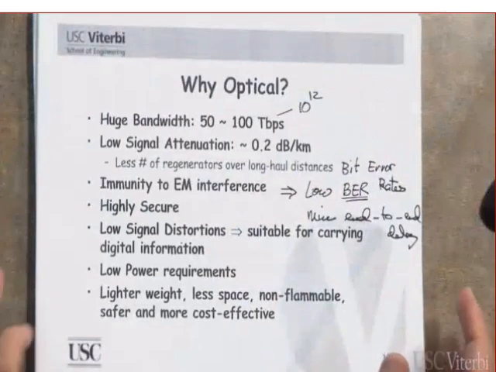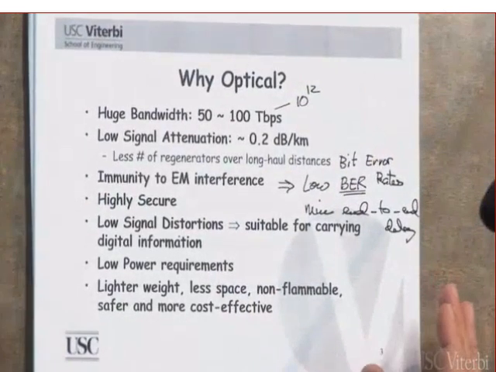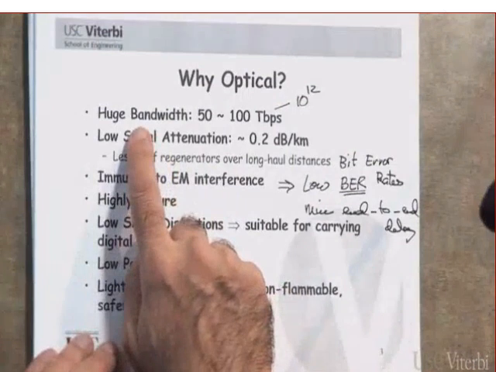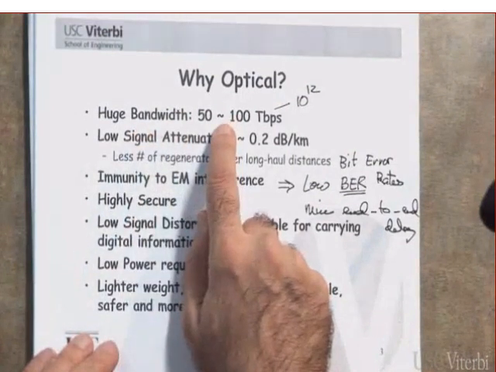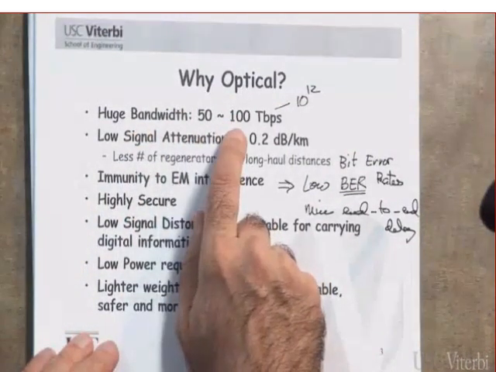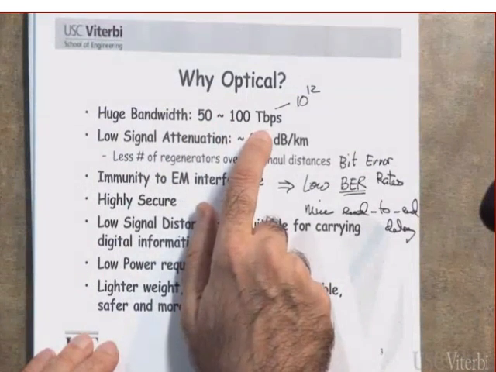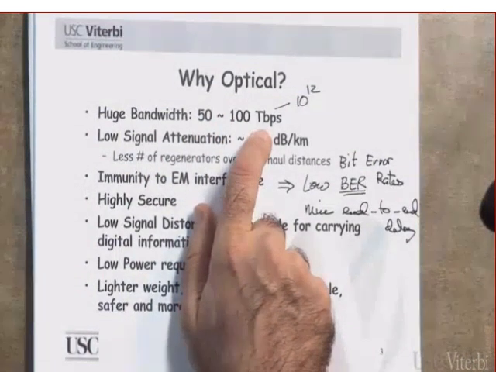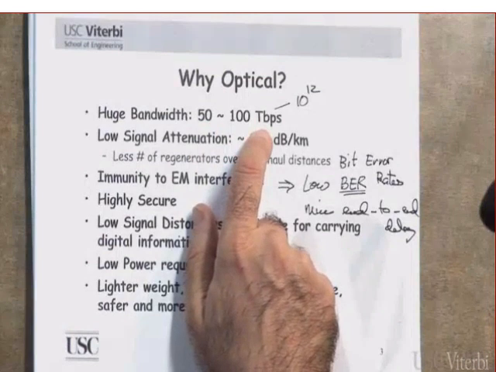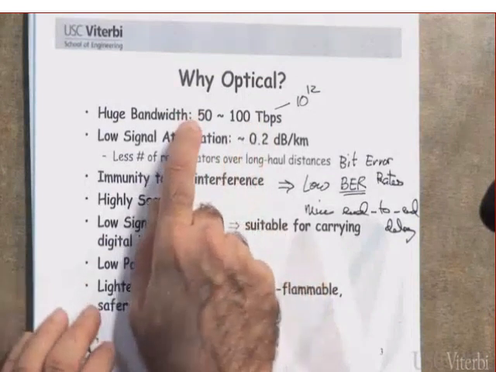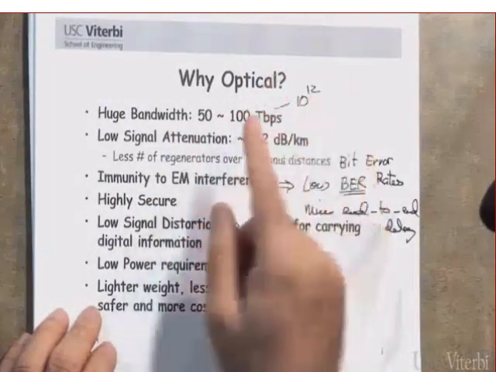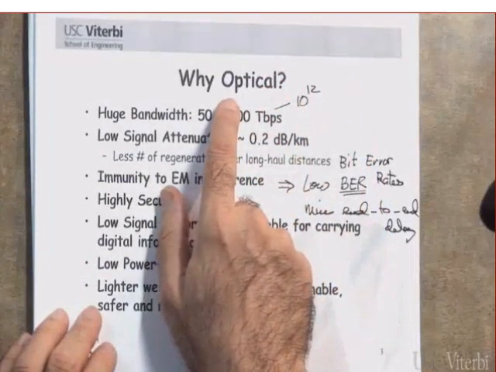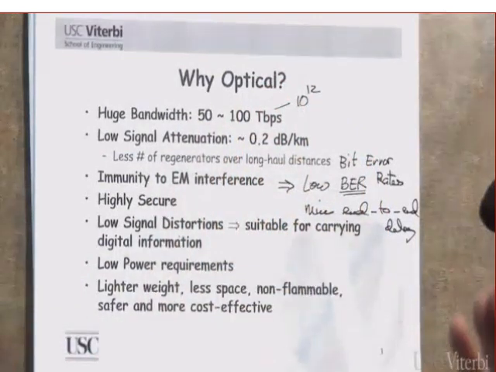Okay, why optical? Why is the trend going toward optical? Let's look at the huge bandwidth. How much is the bandwidth? Anywhere between 50 to 100 terabits per second. By the way, what does that tell you? Even that 40 gigabits per second I was telling you about is not fulfilling the demand. The optical is the answer.